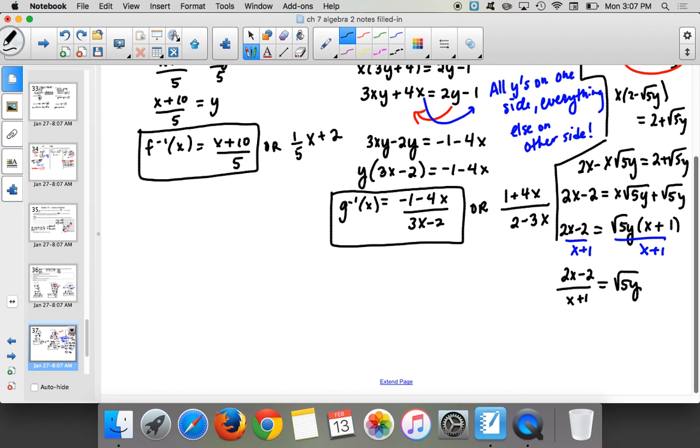So that's kind of like where we were before, where we solved for the y. We got the y part by itself, and we were done there. But we're not quite done now because we have that square root of 5y. Square it. Yeah, square it, right? And then divide by 5. So we're going to square both sides. So we're going to have 2x minus 2 squared all over x plus 1 squared. You don't have to FOIL it out, no worries. Equals 5y.